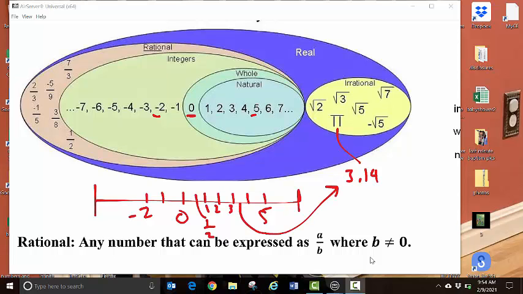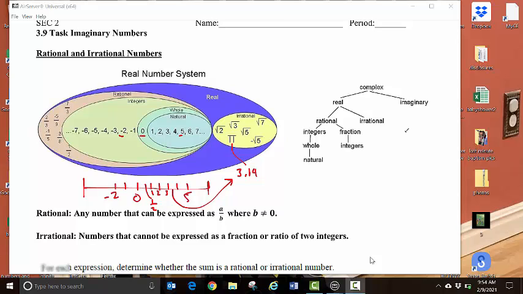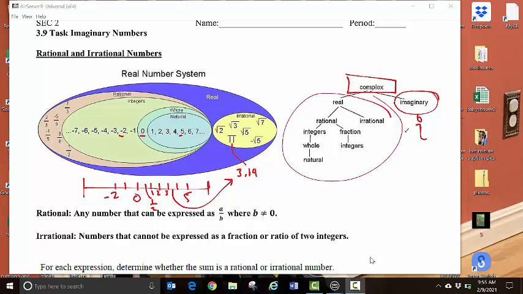We're going to talk about numbers that cannot be put on the number line, and those are called complex numbers or imaginary. Complex is all of the numbers. So far we've worked with these, and now we're going to work with imaginary. If you combine them, then all of them are called complex.